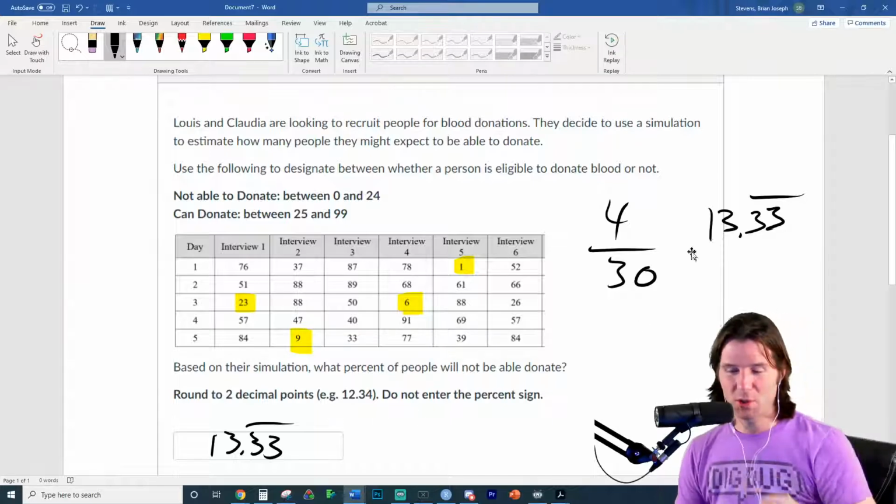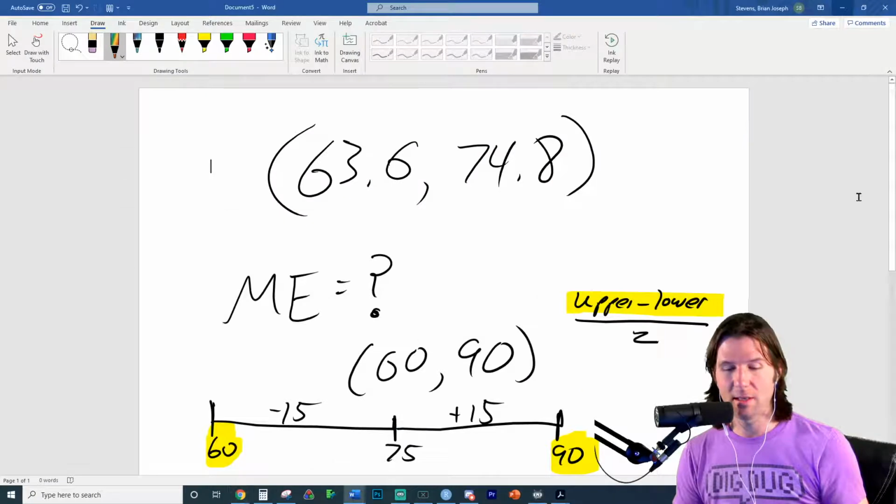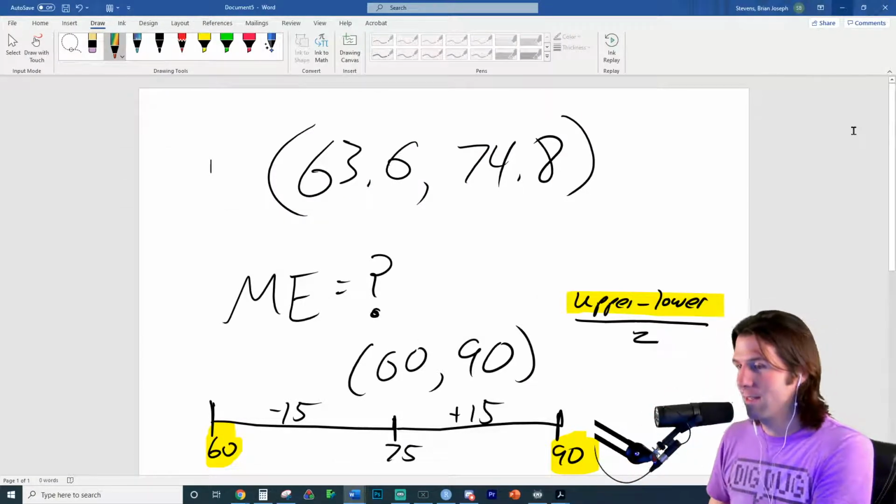Charlie earlier was asking about the margin of error, and I think he had one of those aha moments again too, where he's like, oh yeah, it's just half the length of the interval. And then you're like, I got it.